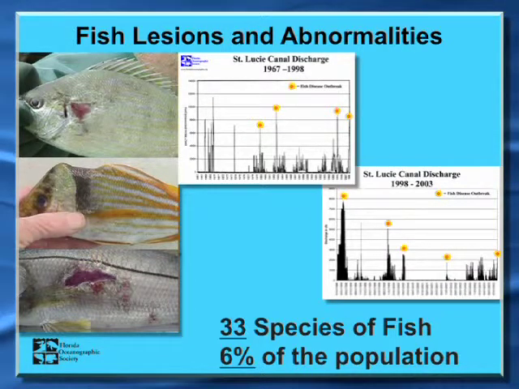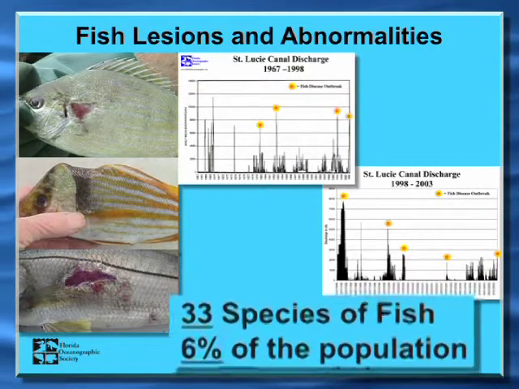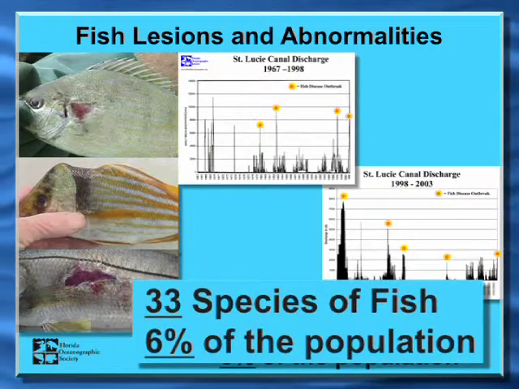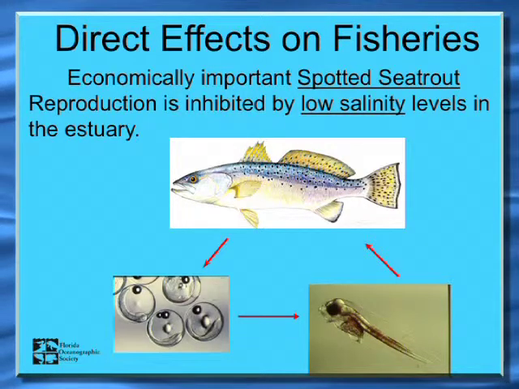discharges from the lake, and we started to notice fish with lesions or abnormalities. And those disease outbreaks are correlated pretty directly with about 9 different events from the 1980s. About 33 different species of fish, 6% of the population's been affected. One fish, particularly the spotted sea trout, spends its entire life cycle in the estuary. It develops an entire life cycle there.